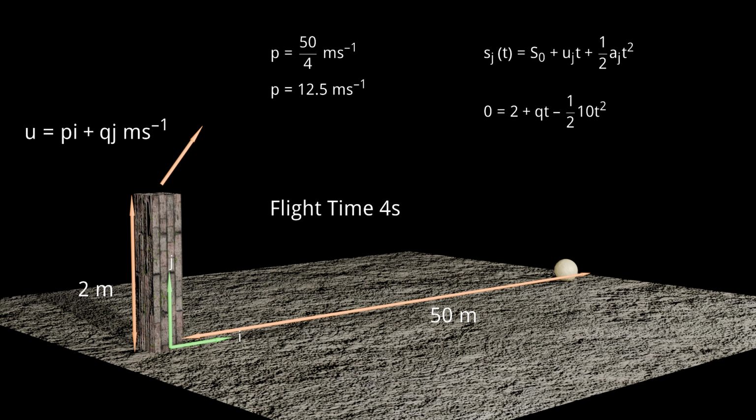For simplicity, we take it as 10 meters per second squared. Since the ball travels for 4 seconds, we substitute t equals 4 seconds into our equation. By solving this equation, we can determine the value of q.